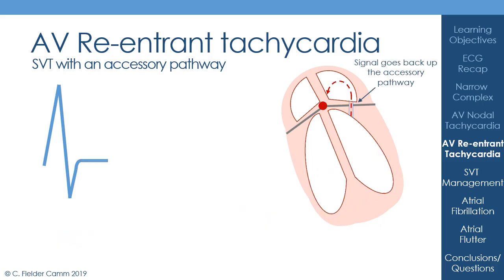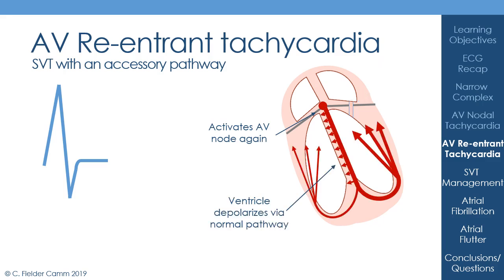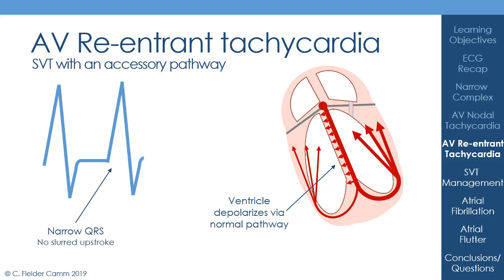But then, by the time it reaches the accessory pathway, coming up from the ventricles, that accessory pathway is ready to take a signal, and so that signal comes back up the accessory pathway into the atria again, and is able to activate the AV node again. And so then the ventricles depolarize again via the normal pathway. So you get another narrow QRS complex, no slurred upstroke.